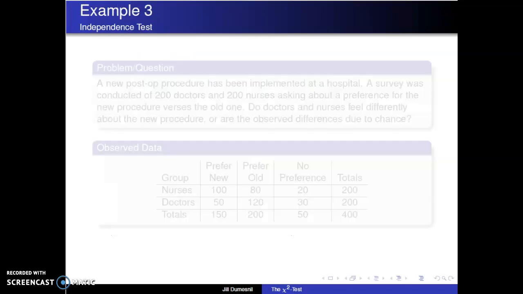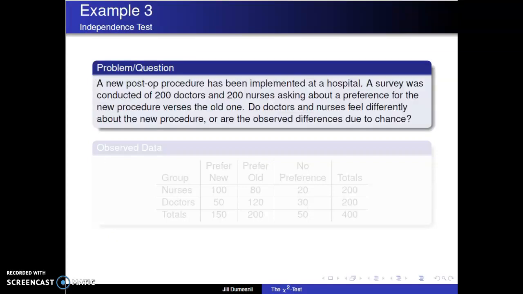Now let's consider examples in which we utilize the independence test. The situation is that a new post-op procedure has been implemented at a local hospital. A survey was conducted of 200 nurses and 200 doctors, asking about a preference for the new procedure versus the old one. We want to know whether doctors and nurses feel differently about the new procedure, or are any observed differences due to chance.